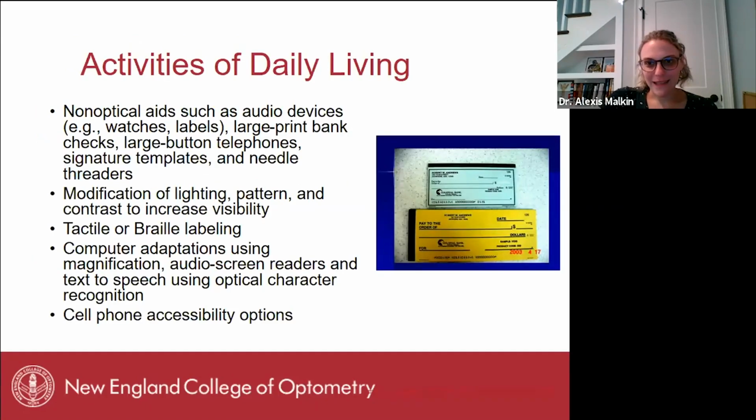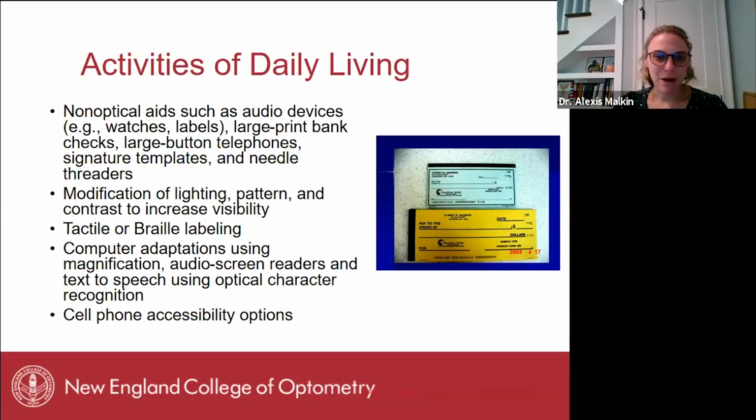Don't forget, in the last couple of minutes, don't forget about your activities of daily living and your non-optical aids. Not everything has to be an expensive device or even a high-tech pair of glasses. Patients can get large print watches, talking watches. Banks can provide large print checks. You can see it's much, much easier to see the one on the bottom here. Large button phones, signature templates, needle threaders. These can all make a big difference for activities of daily living.